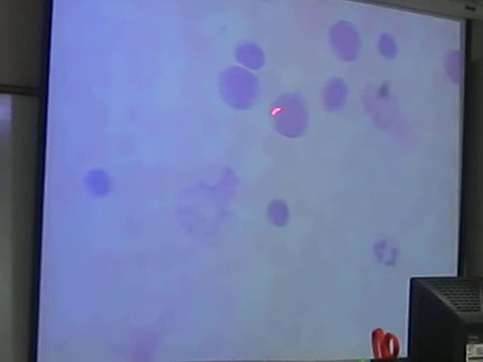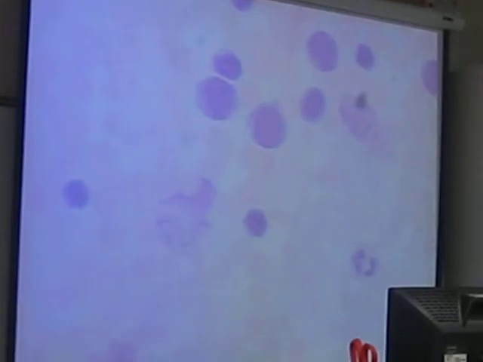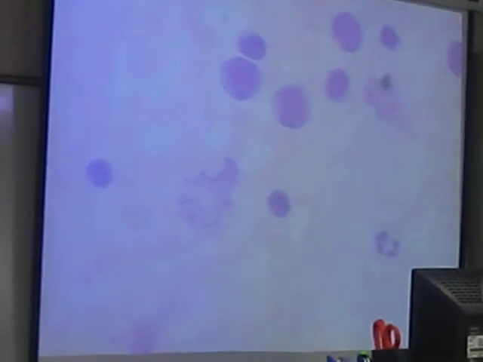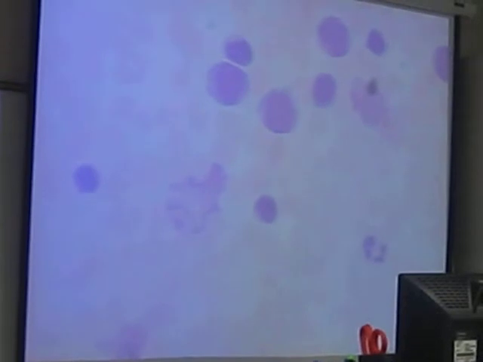The first one, these really large ones, are your monocytes. And the key to identifying monocytes is to look at the size compared to a red blood cell. They're about twice the size of a typical red blood cell, or even larger. So they really stand out as being much larger than your typical red blood cell.